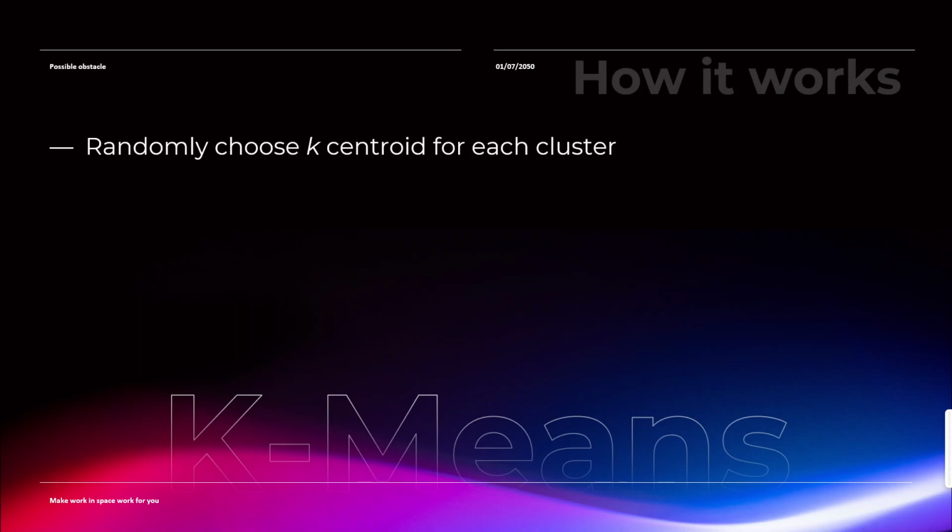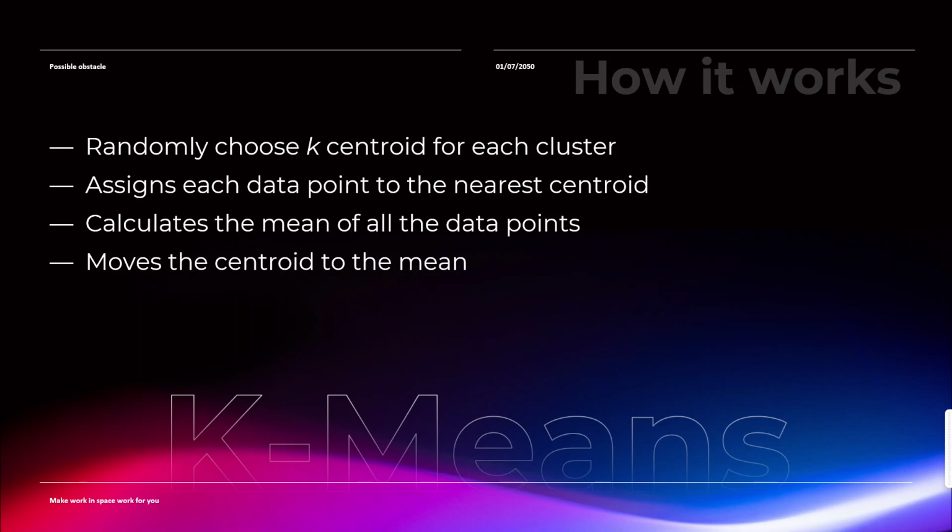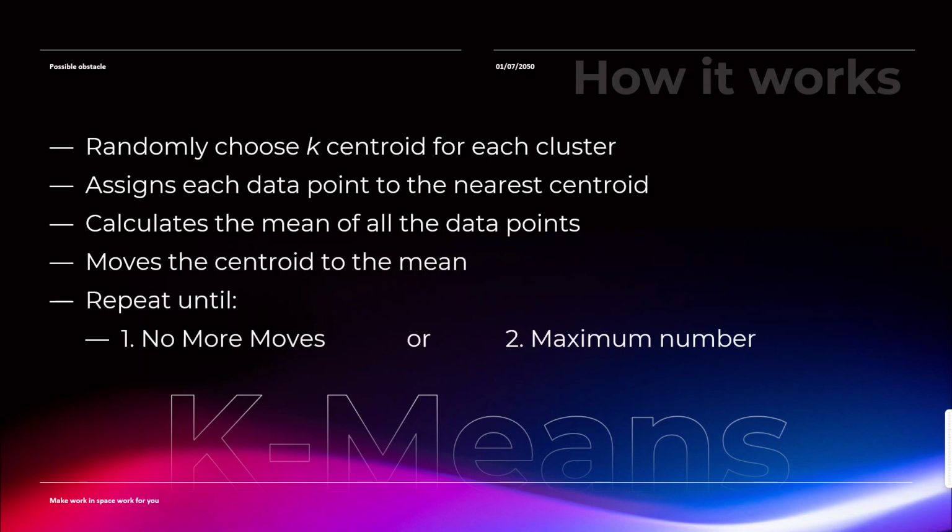The K-means clustering algorithm works by randomly choosing k centroids for each cluster and then assigning each data point to the nearest centroid. After that, it calculates the mean of all data points and moves the centroid to the mean of those data points. This procedure will be repeated until two circumstances. The first one is that no more moves happen when calculating the mean and moving them, or we reach a maximum number of iterations.